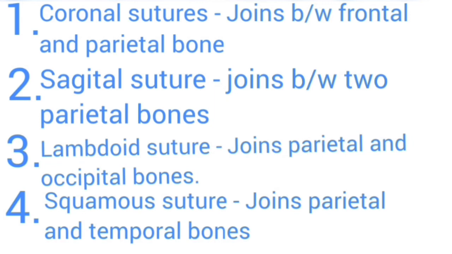Third one, lambdoid suture. Lambdoid suture joins the parietal and occipital bones. Fourth one, squamous suture. Squamous suture joins the parietal and temporal bones.